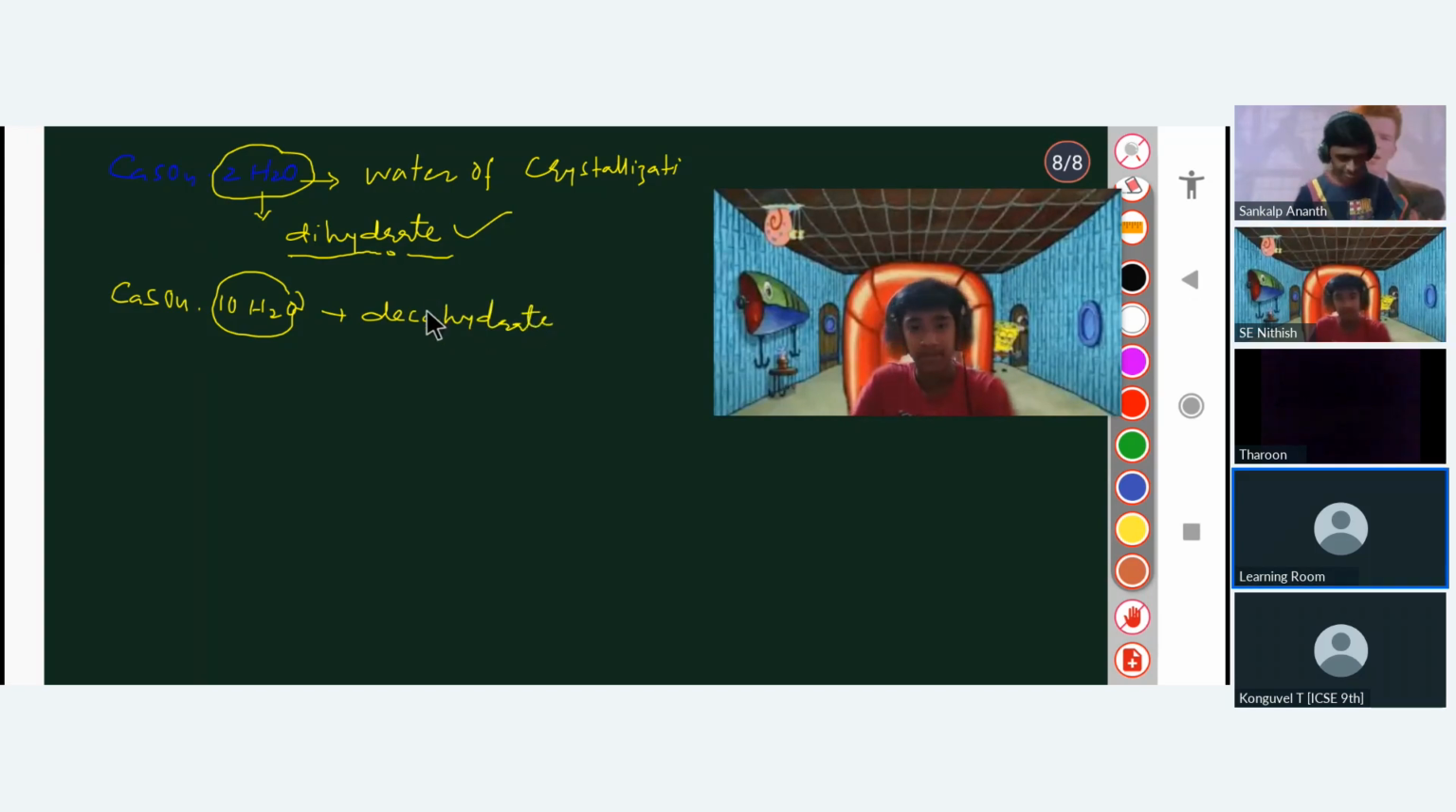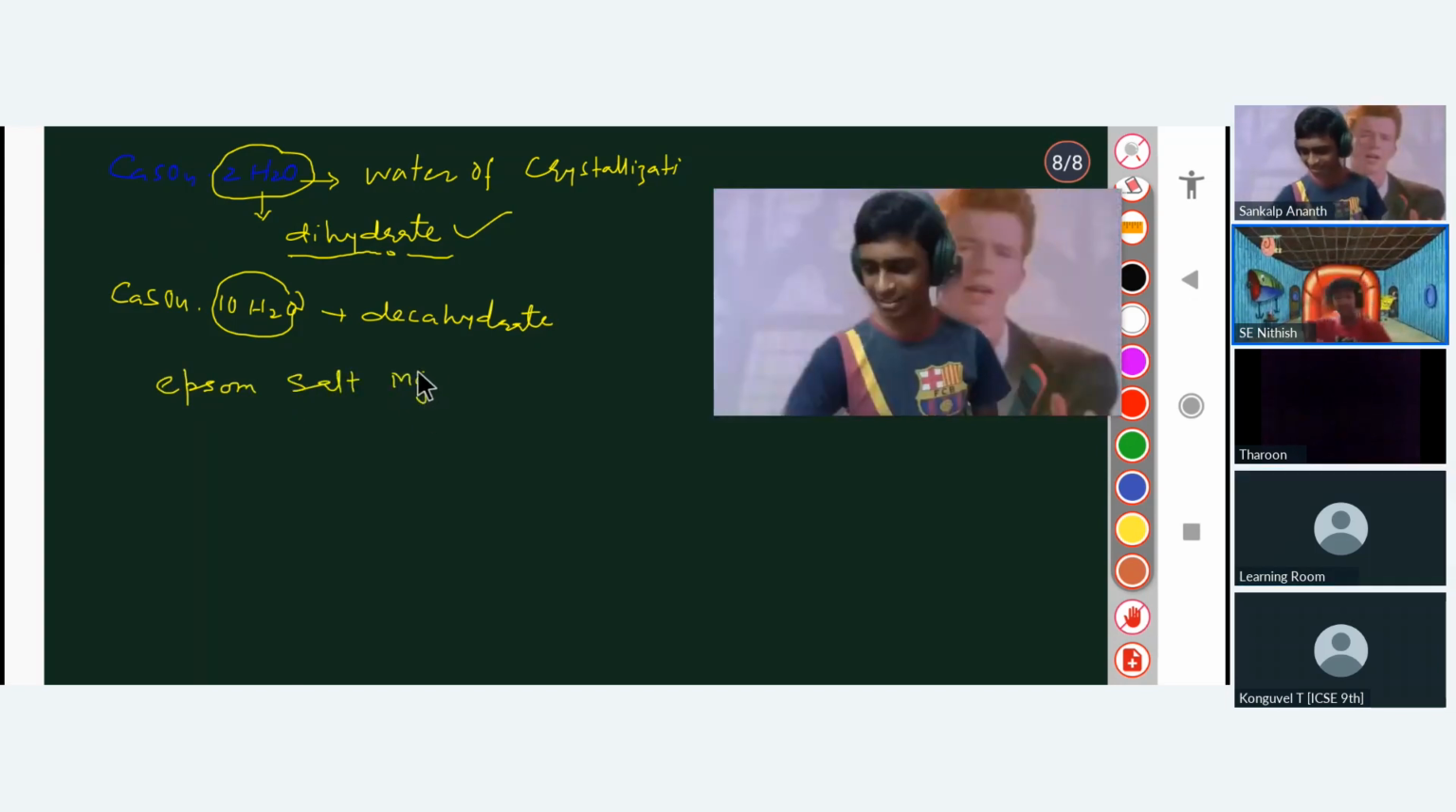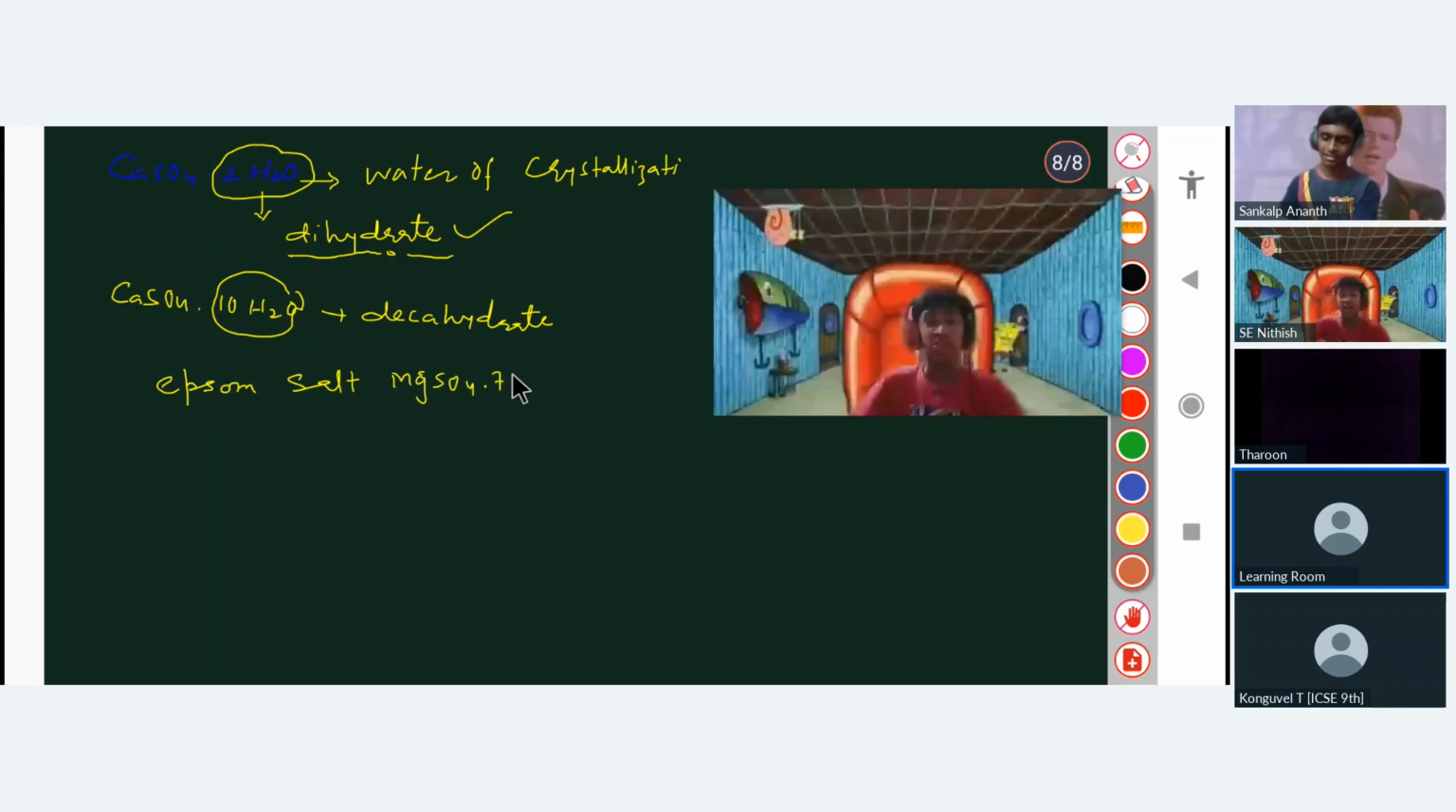No, this is not Epsom salt. Epsom salt is different. I have told in the last lecture. What is Epsom salt? That is magnesium sulfate 7 times water. Hexahydrate. Okay, so I hope you have corrected it. So this is simply water of crystallization, or you can also call it dihydrate, because there are two water molecules.